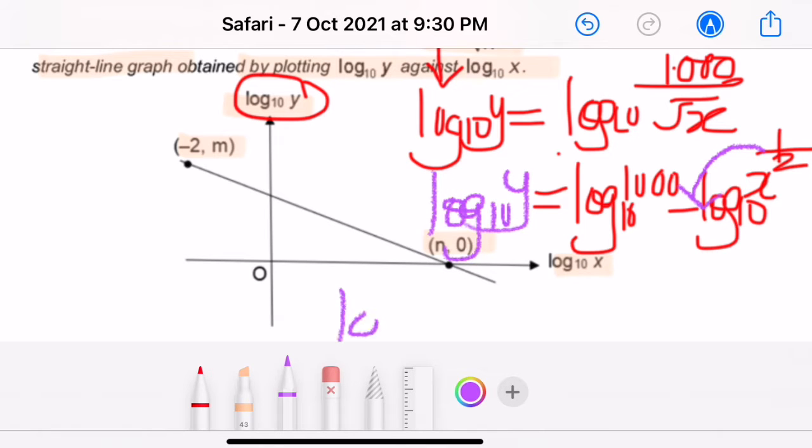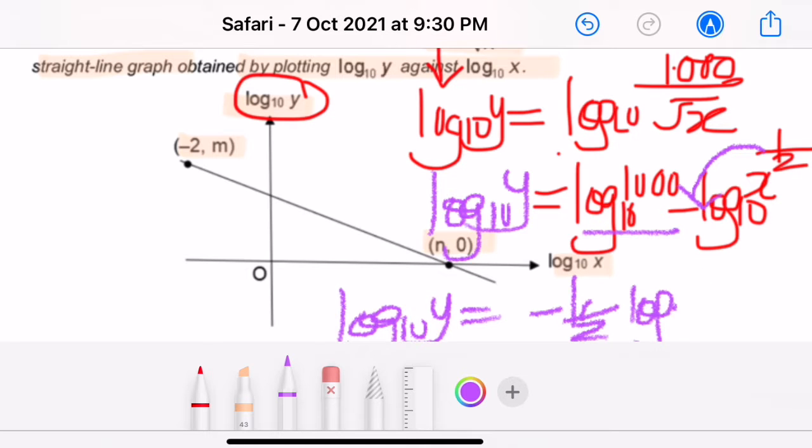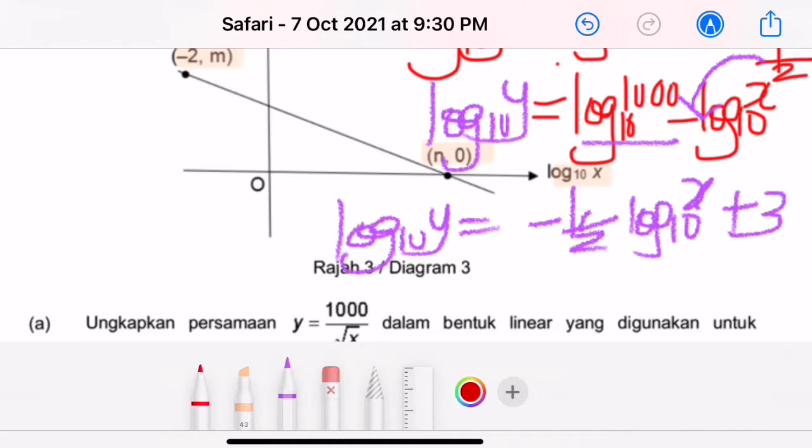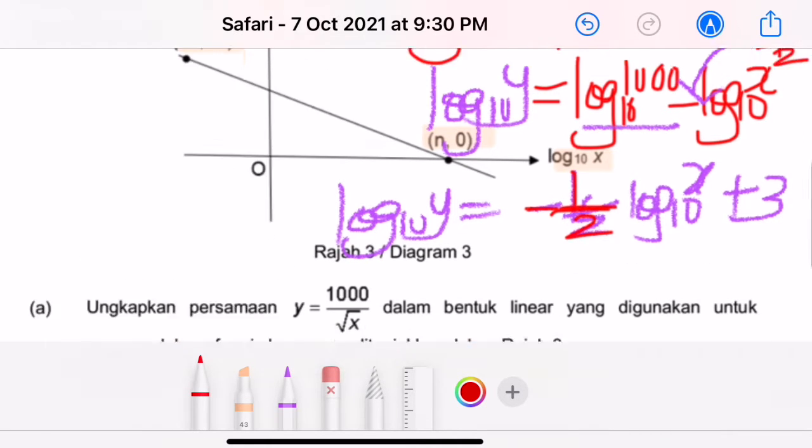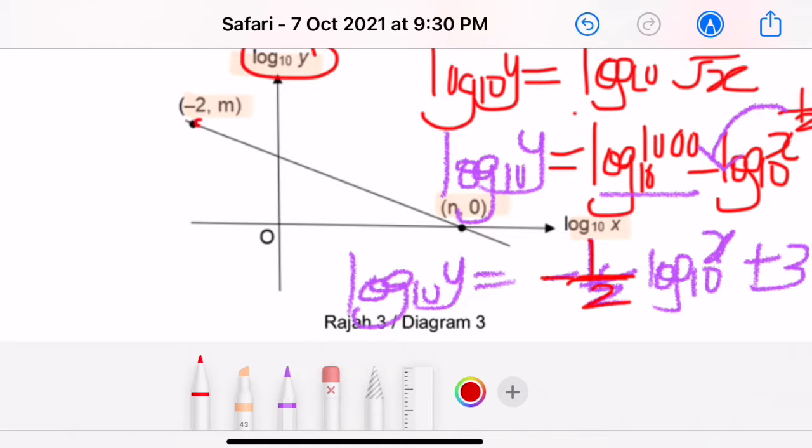Finally, if you simplify, you get log 10y equal to, this one is equivalent to 3, but 3 is a constant. So we will write negative half log 10x first, plus 3. That is called converting to a linear law. So this is negative. The line is going down, so the gradient is negative.